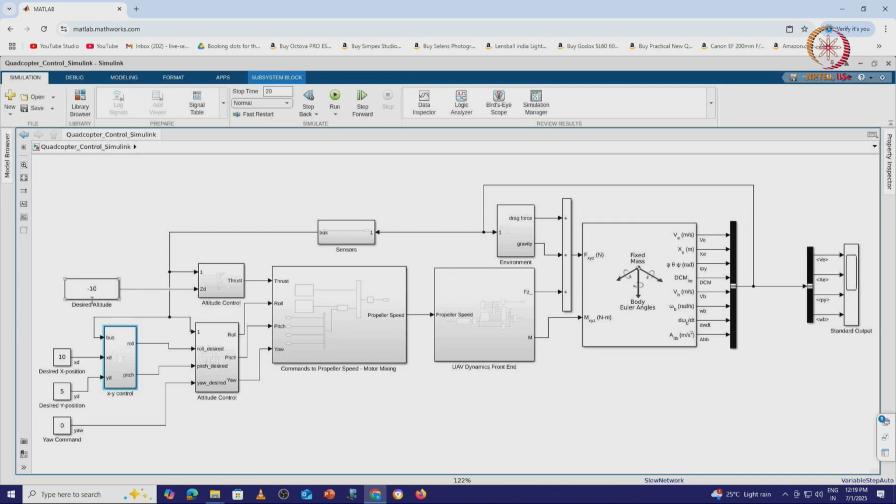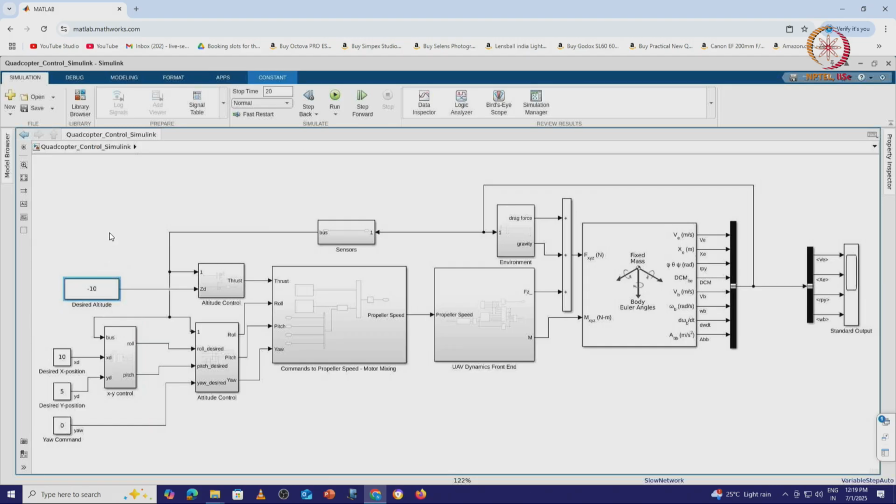What's my command here? The drone should take off and go to the desired altitude. You see, this block defines what altitude I want. Think about it in a microcontroller architecture. It could be an RC stick directly connected here. The stick can just give me the height I am looking for, right? What is my desired X position? I am looking at 10 meter. Y position is 5 meter. Yaw command is 0. I don't want the aircraft to yaw.